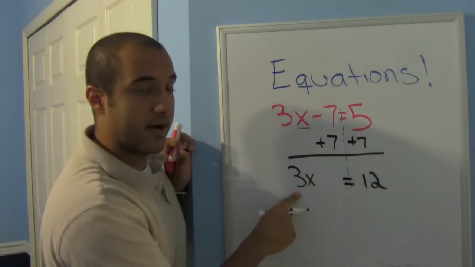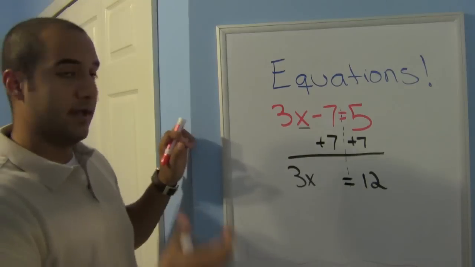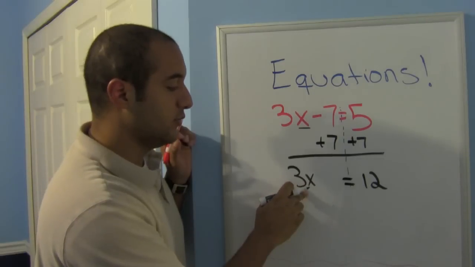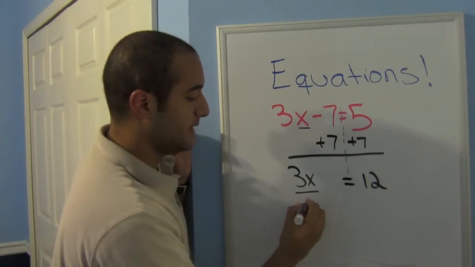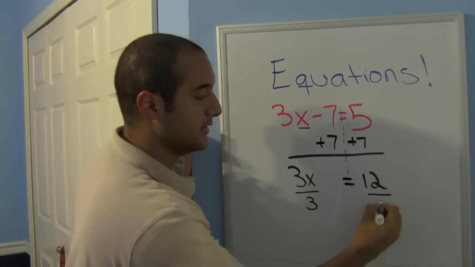That 3 is still bothering that x, so I need to get rid of it. This says 3 times x. Whenever you have a number next to a letter, it means that they're multiplying. Since I need to move this 3 to the other side, I'll do the opposite. Divide by 3. Remember, keep things balanced. And go to the other side. Divide by 3.